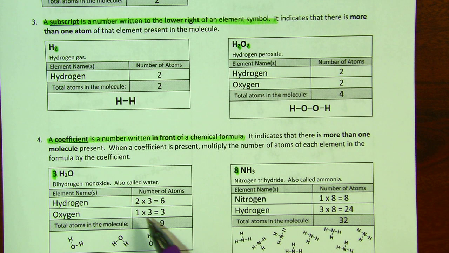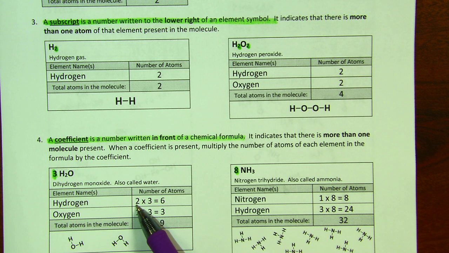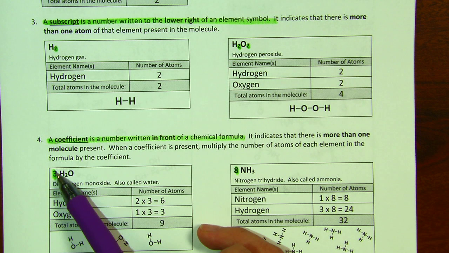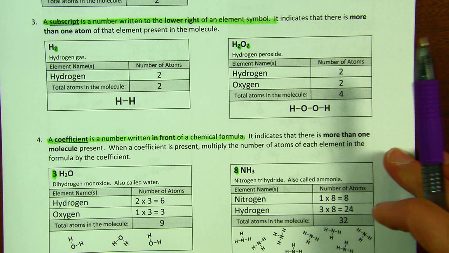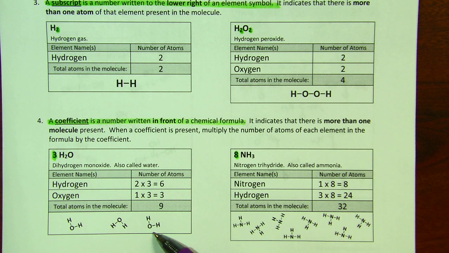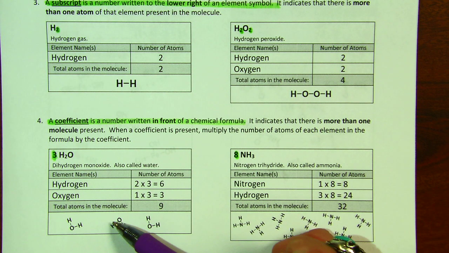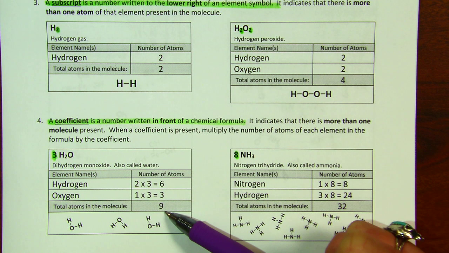So the way that we work that out down here, for hydrogen in H2O, there's 2 atoms of hydrogen and 1 atom of oxygen. If I have 3 of these molecules, then I would have a total of 6 hydrogen atoms, a total of 3 oxygen atoms. Essentially what that 3 is saying is that I have 1, 2, 3 water molecules. So I have 1, 2, 3, 4, 5, 6 hydrogens and 1, 2, 3 oxygens for a total of 9 atoms.